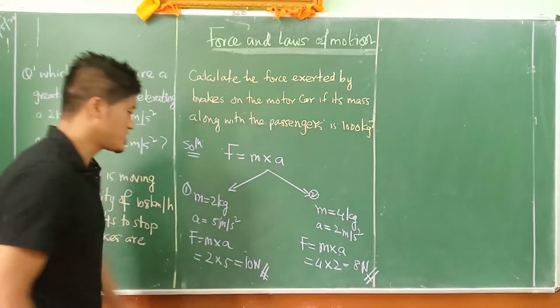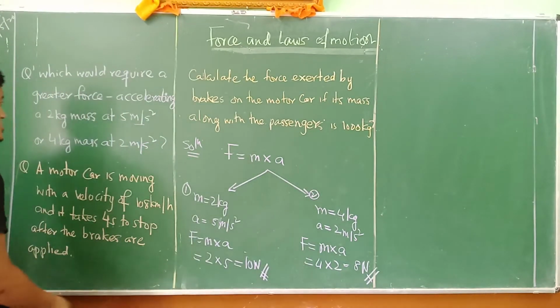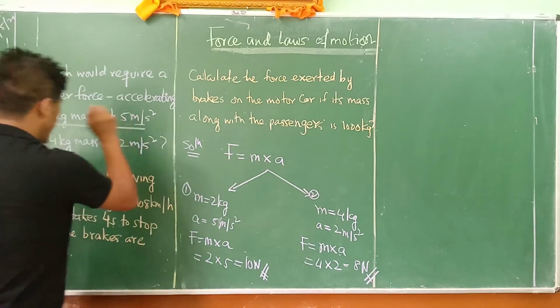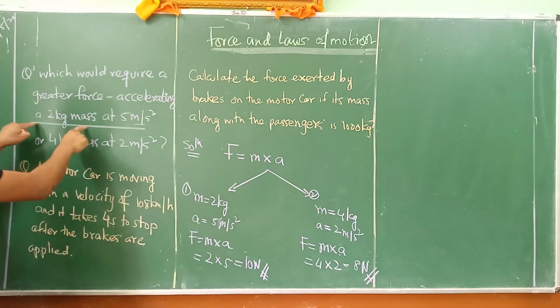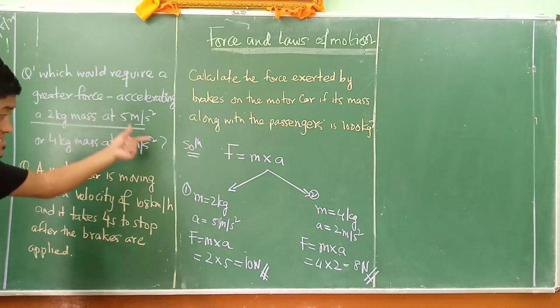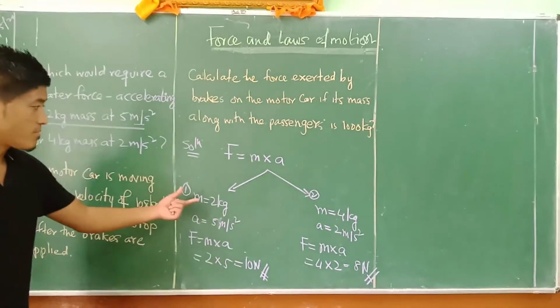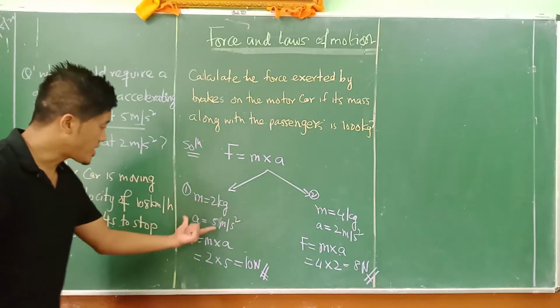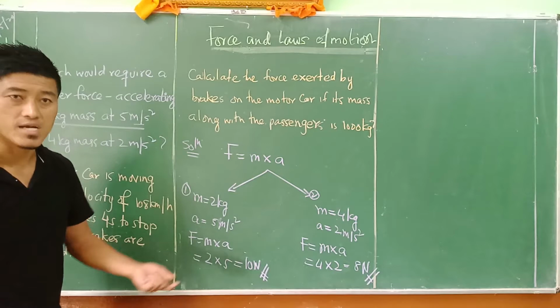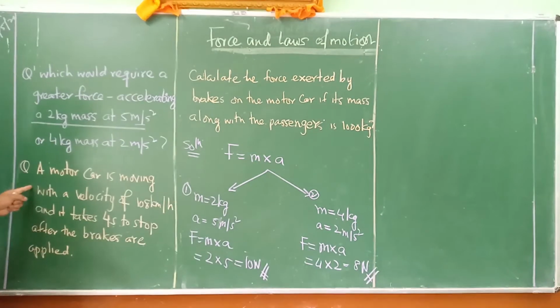Now which one is more, 10 Newton or 8 Newton? 10 Newton is more. So the 2 kg mass at 5 meter per second square requires the greater force of 10 Newton. If you compare situation number 1 and 2, in the first case we need more force. Okay, now let's go for the second one.